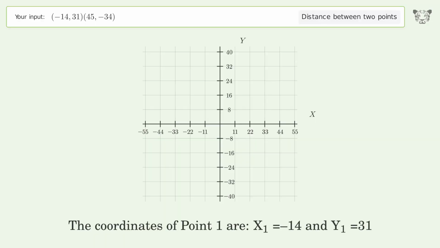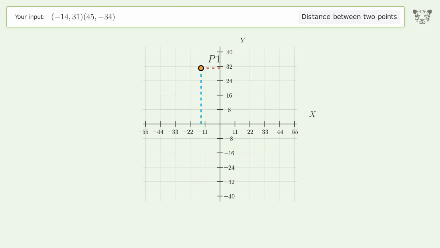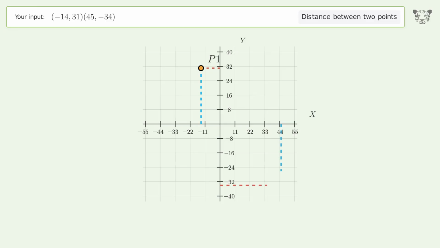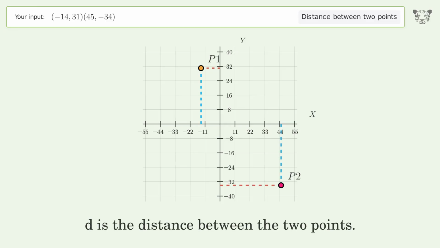The coordinates of point 1 are x1 equals -14 and y1 equals 31. The coordinates of point 2 are x2 equals 45 and y2 equals -34. D is the distance between the 2 points.